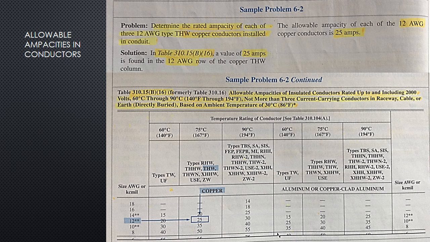Sample problem 6-2. Determine the rated ampacity for each of the 12 AWG type THW copper conductors installed in conduit. The solution is in table 310.15(B)(16), where a value of 25 amps is found in the 12 AWG row of the copper THW column. The allowable ampacity of each of the 12 AWG copper conductors is 25 amps, as you can see using this table.